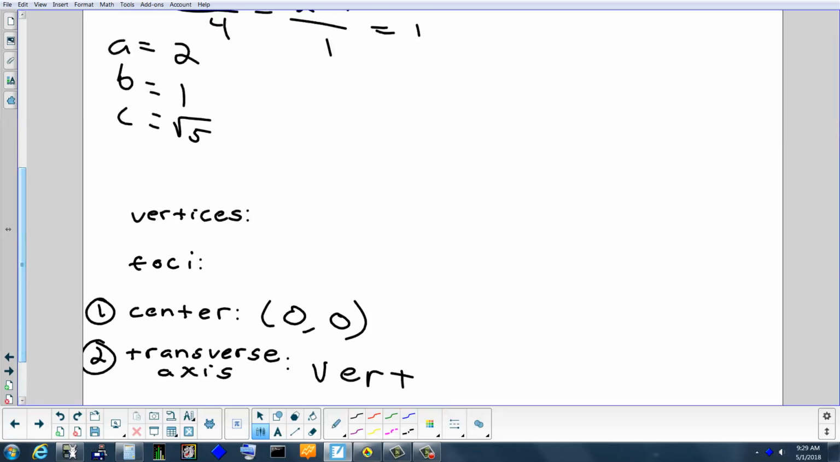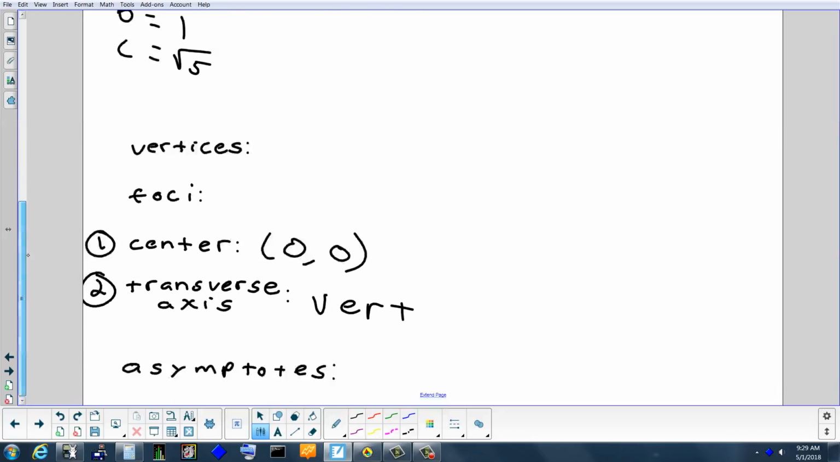Shauna, how far away are the vertices from the center? 2 units. And they're above and below. So what would be 2 units above the center and then below the center? 0, -2, and 0, 2. So your vertices are 0, plus or minus 2. Dylan, my foci, how far away are those from the center? Square root of 5. Yep. And they're vertical, so above and below it. So what would be my coordinates there? 0, plus and minus square root of 5. Yep. So we've got those.